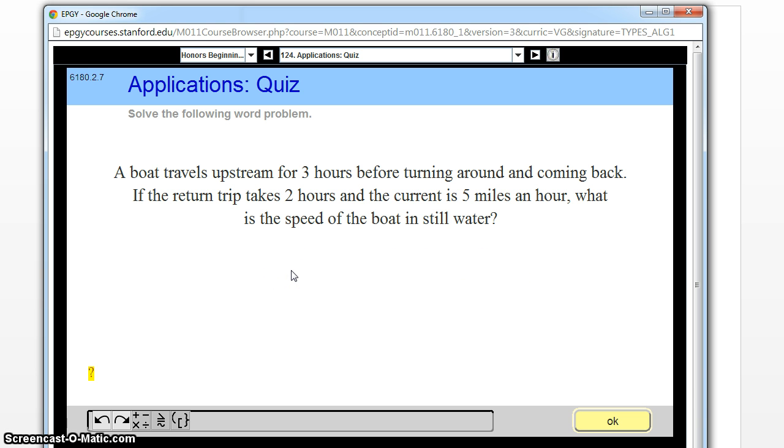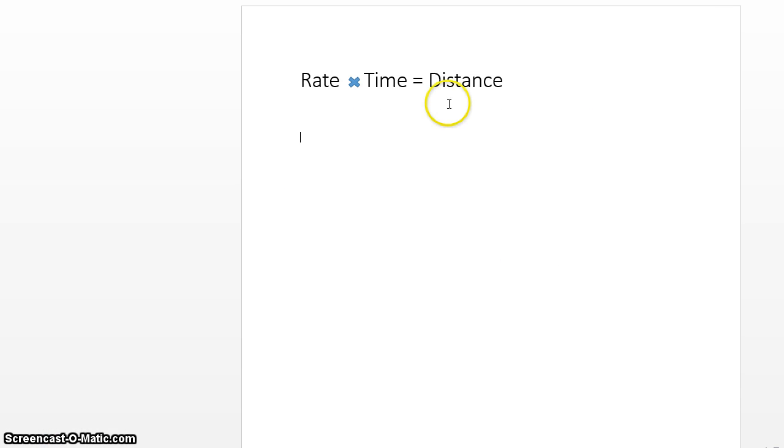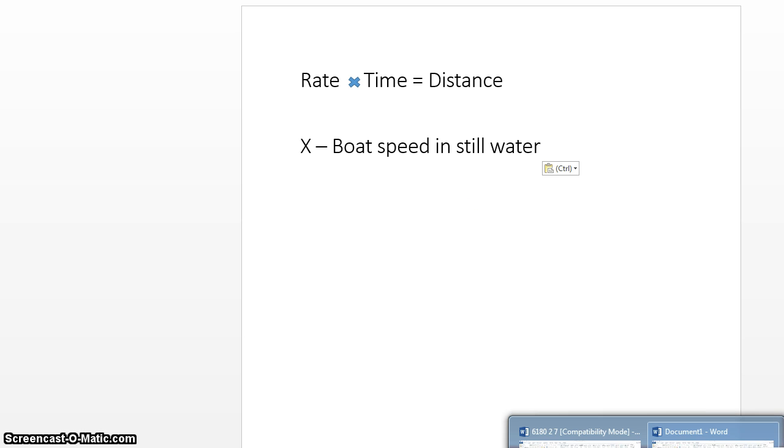So I like to approach every word problem thinking that x is what we're solving for. It says, what is the speed of the boat in still water? I'm going to call that x, and I like to write that down. This is something we'll need in a second. So x is the speed of the boat in still water. Next, let's see what other information we have here.